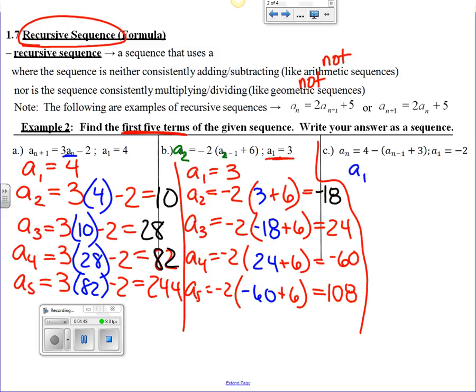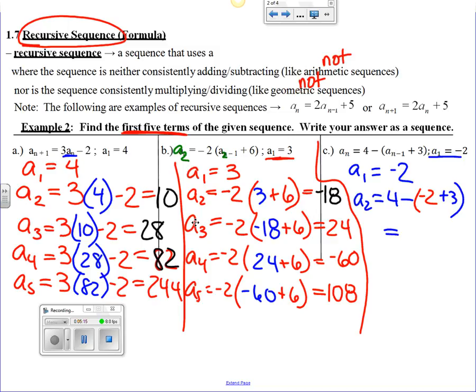Okay, so for C, you always start with A1. They gave it to you. It's negative 2. All right, A2. Let's see if Jesse can do A2. Excellent. Good job, Jesse.